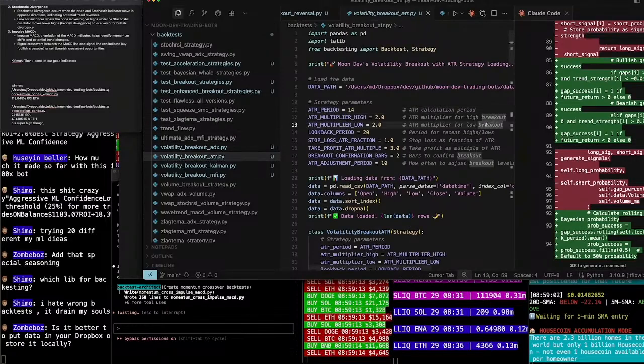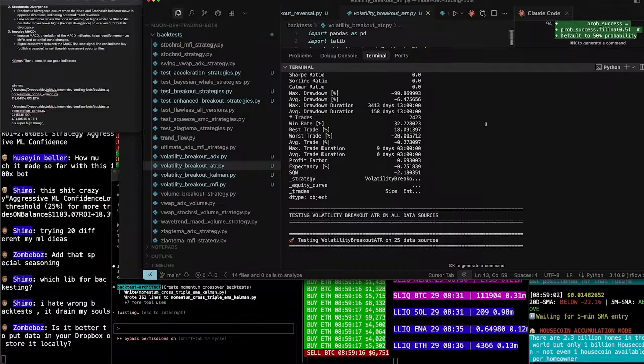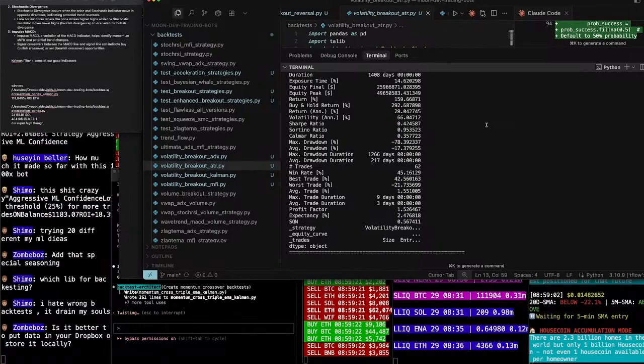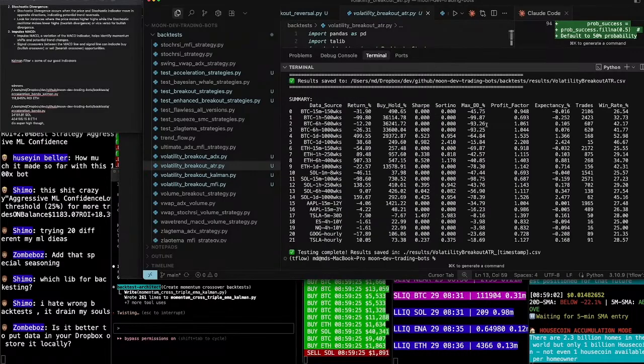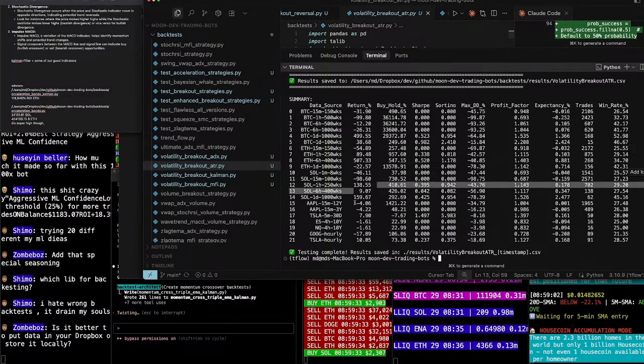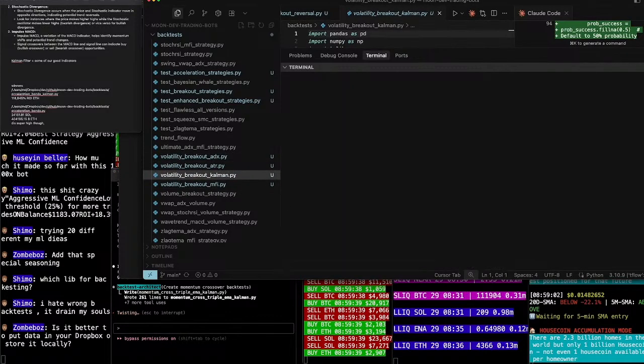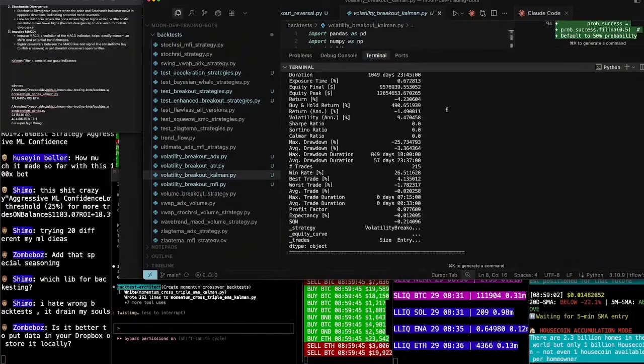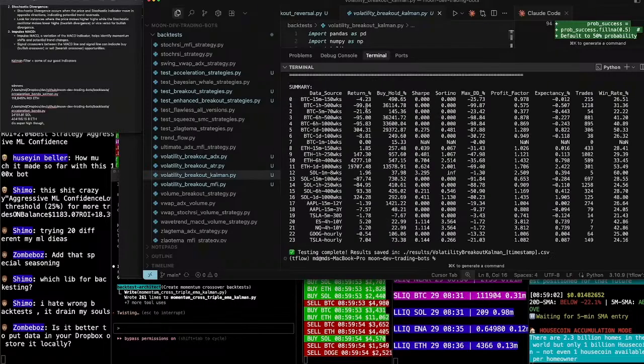Try the ATR breakout. $507, 138, 159. See, I like testing all these data sources because it just gives me a nice overview of how many data sets this strategy actually works on. The more the better, in my mind. Is that right? I don't know.